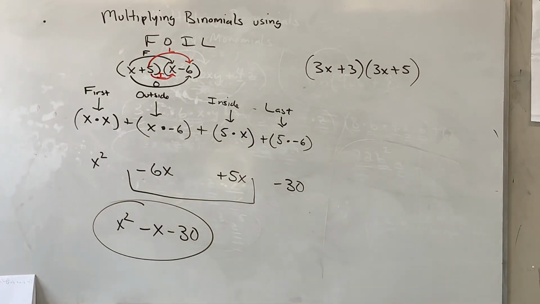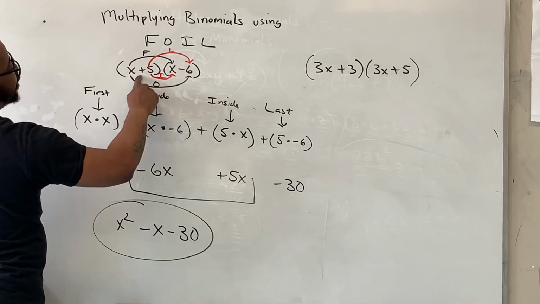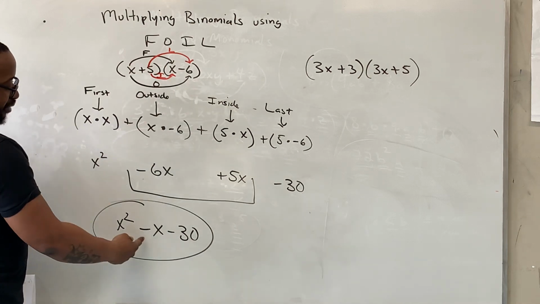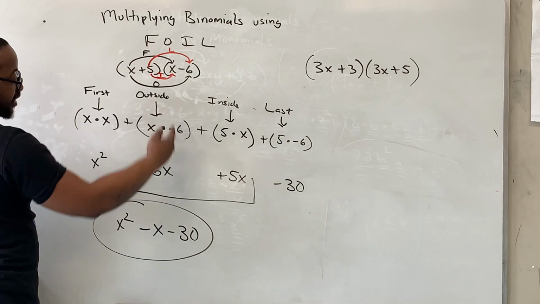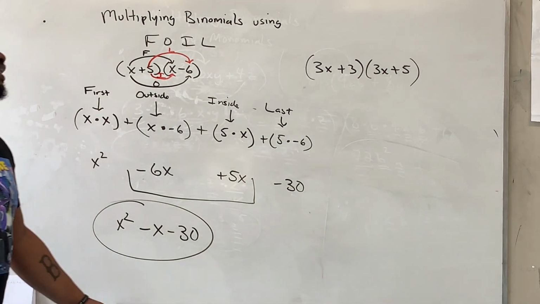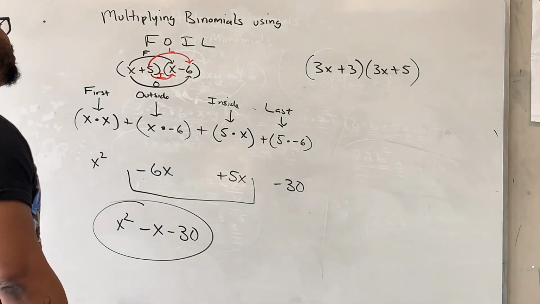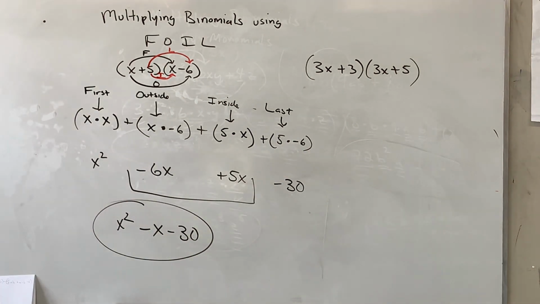And I can always check this problem because I can do the math here. If I have 5 minus 6, 5 minus 6 is going to give me the middle number, which is -1. Then 5 times -6 gives me the -30. And this is how I know I did my FOIL correctly, okay? This is the first problem.